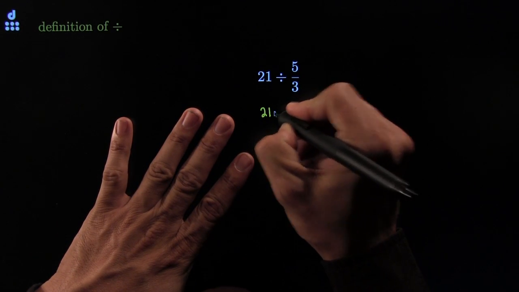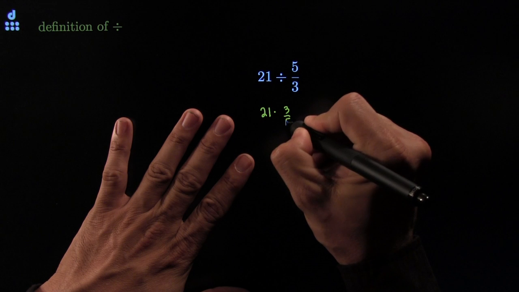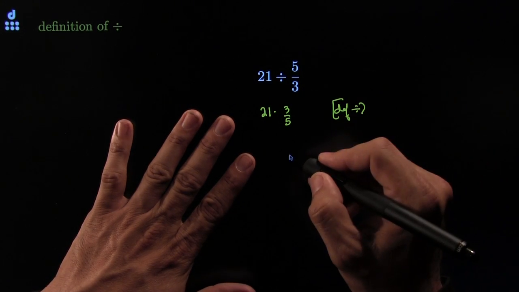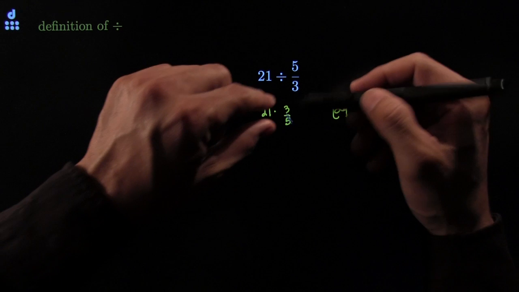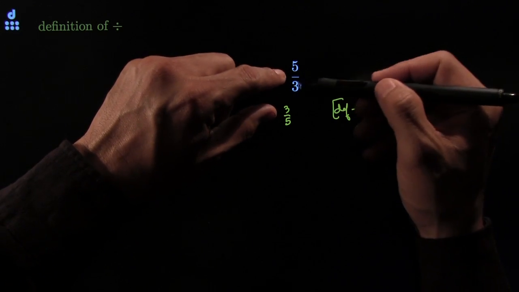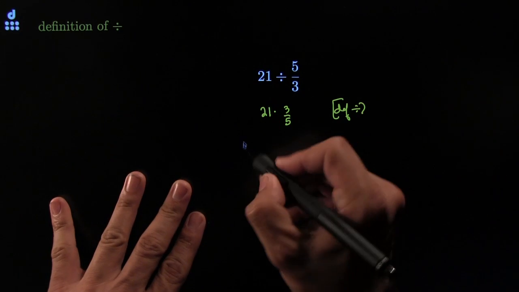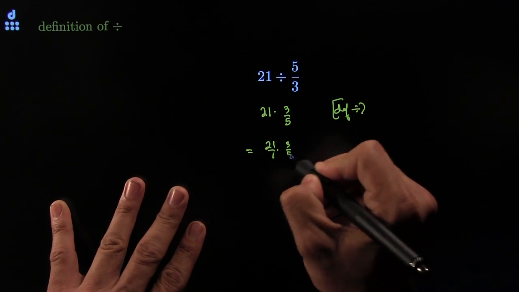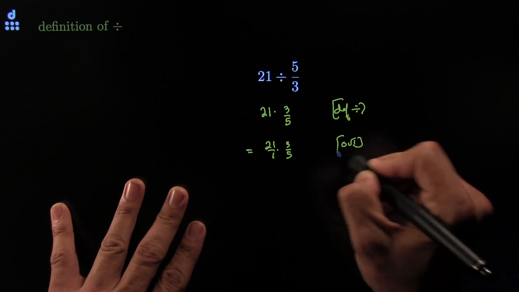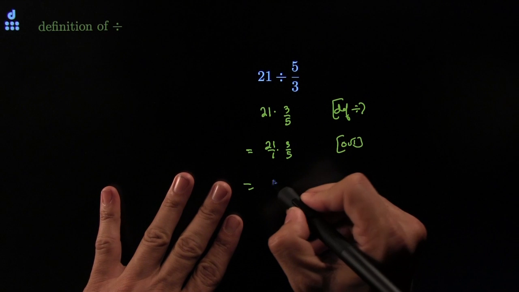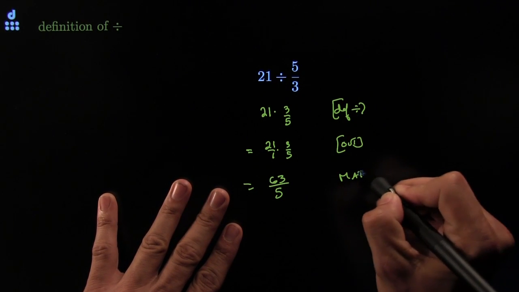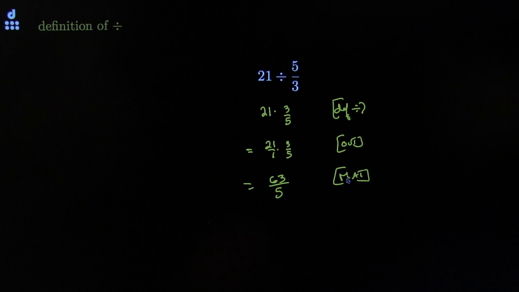This means 21 times 3 over 5. That's the definition of divide. It means multiply by the inverse. It might take you a little bit of time, but you know the inverse of 5 over 3, the multiplicative inverse, would be 3 over 5. And then of course I could say this is 21 over 1 times 3 over 5. This is by the one-under theorem. And of course I could multiply across if I wanted. That would be 63 over 5. And there you go. Another division problem.